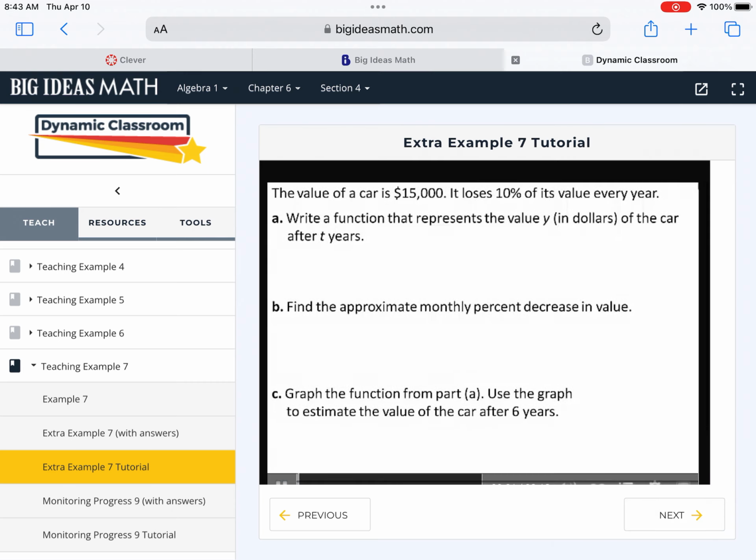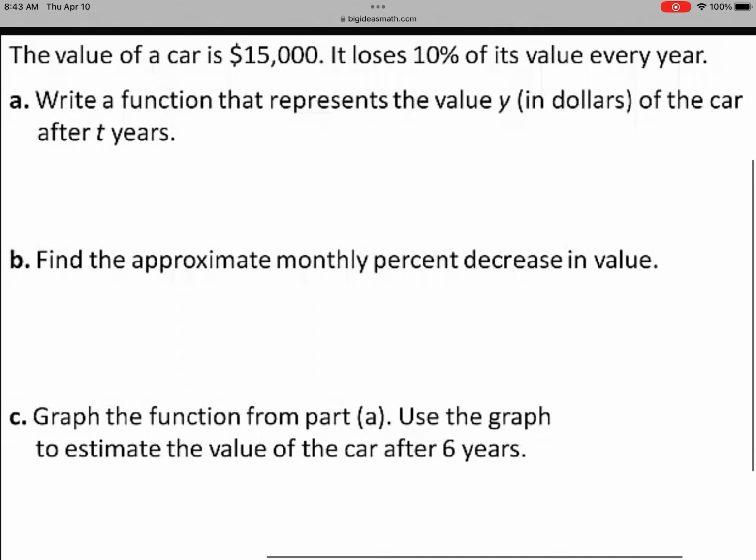The value of a car is $15,000. It loses 10% of its value every year. Part A. Write a function that represents the value y in dollars of the car after t years. First, write the exponential decay function. y = a(1 - r)^t.